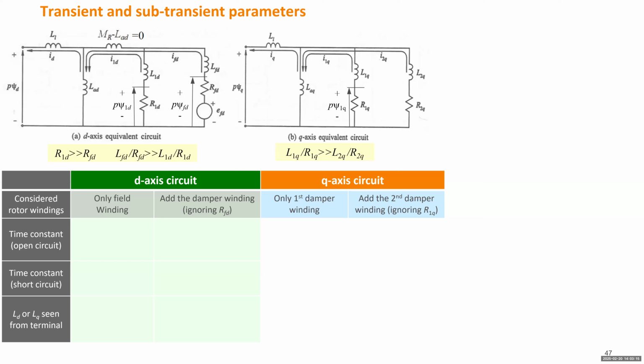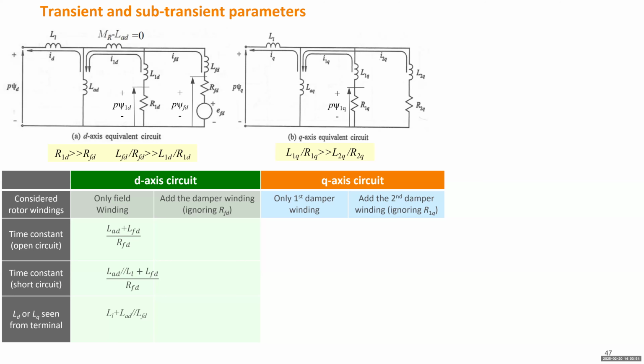Next, we want to identify the time constant for open circuit conditions, the time constant for short circuits, and also figure out the inductance in D and Q seen from the terminal. Seen from the terminal means if this is a black box, I inject some dynamics. Depending on the frequency of the dynamics, I measure the inductance at the terminal, so that value can change. It will be a function of frequency, or a function of time. So I want to figure out what values LD or LQ can present in different scenarios.